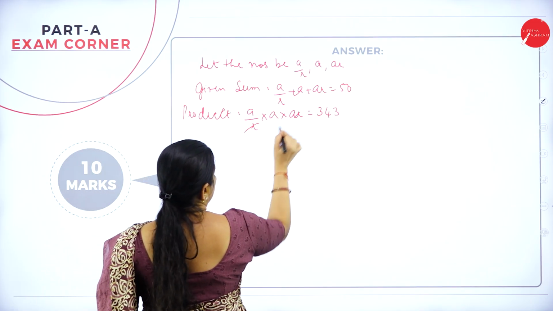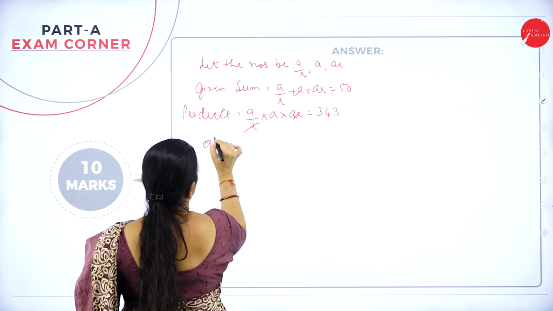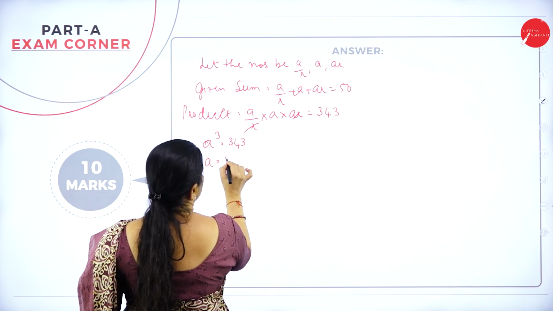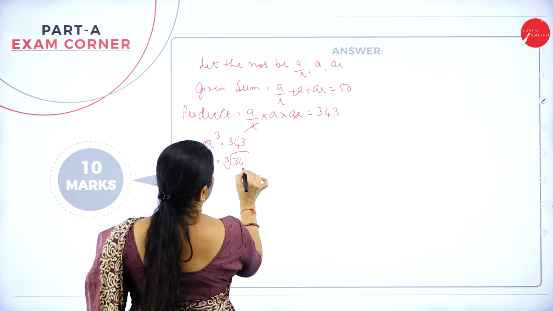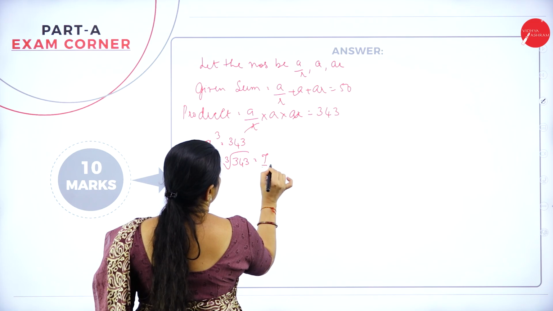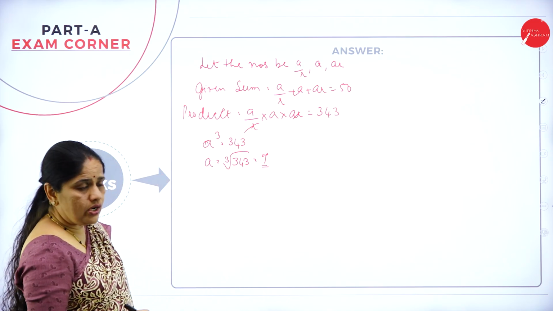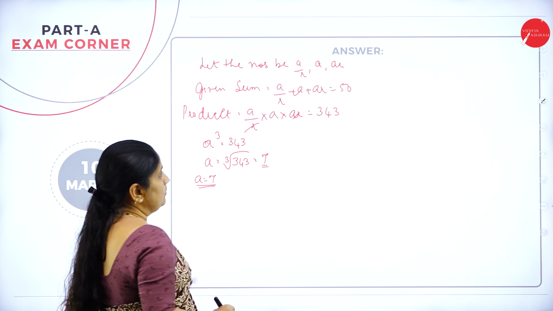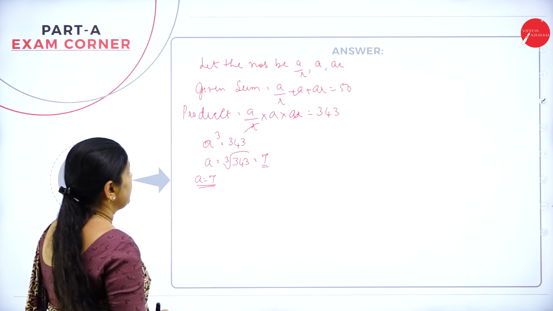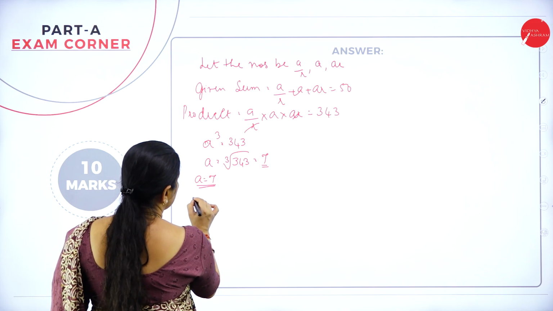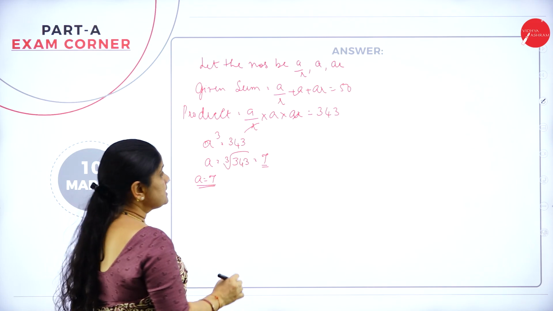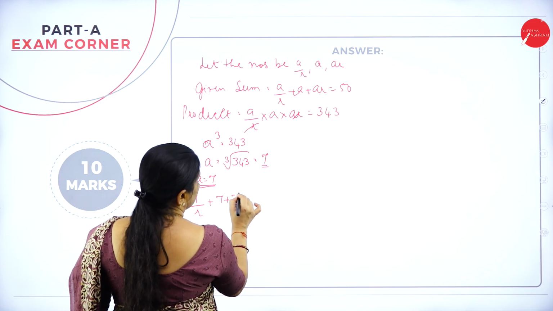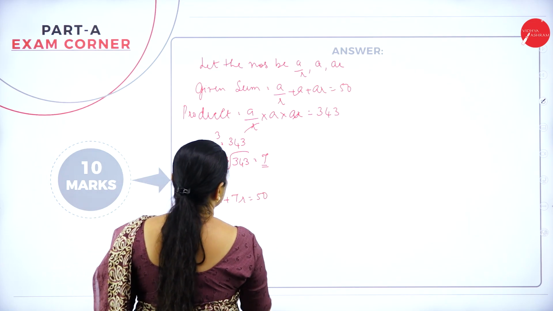So, R and R gets cancelled. So, A cube equals 343. A will be equal to cube root of 343, that is equal to 7. So, in other words, A is equal to 7. Now, we know that the sum is A by R. So, we write it, instead of A, I write it as 7. So, 7 by R plus 7 plus 7R equals 50.